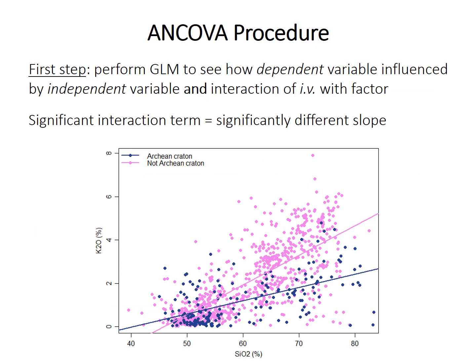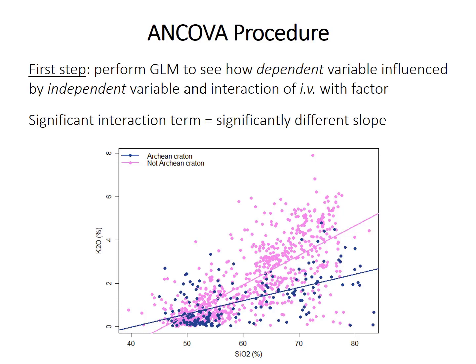The first step in ANCOVA is to test a general linear model, a GLM we'll call it here, that includes an interaction term between the independent variable and the factor variable. If that interaction is significant, that indicates that there's a non-additive effect, and that means that the strength of the relationship, or the slope of the line, differs depending on the factor level. So if you find a significant interaction, that tells you that the slopes differ significantly, but actually that's as far as you can go with this.